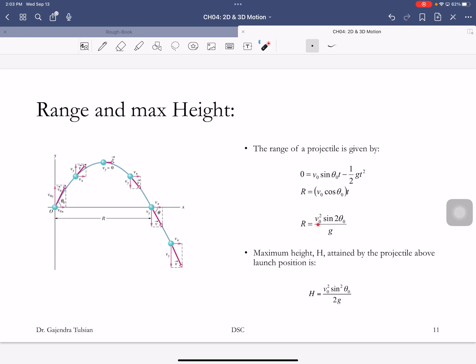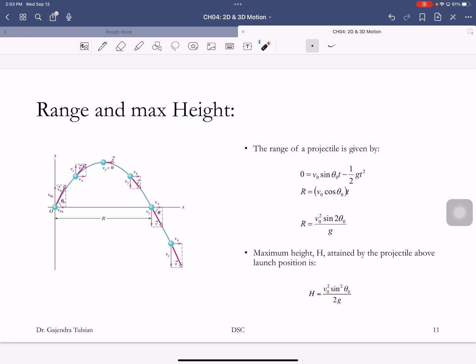So you can see that for a given launch speed, if g were smaller, the range would be larger. If you shoot a cannon on Earth and you shoot a cannon on the moon, the cannon would go much further on the moon. g is about 6 times smaller on the moon, so it would go 6 times further. So for instance, if Tiger Woods is playing golf on Earth and I'm playing golf on the moon, I can outdrive him.